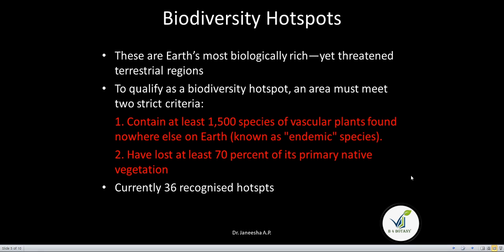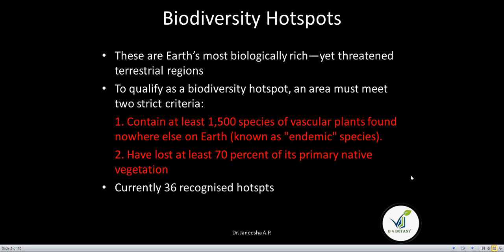Then what is a biodiversity hotspot? Biodiversity hotspots are Earth's most biologically rich yet threatened terrestrial regions. So they are biologically rich, very rich, but have some possibility of threat to species.